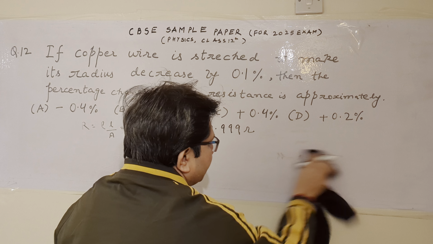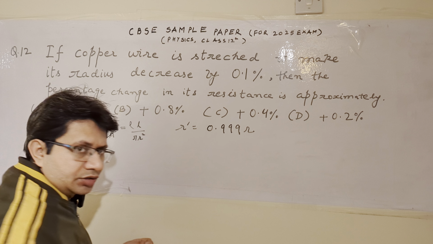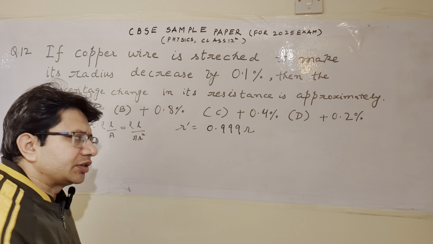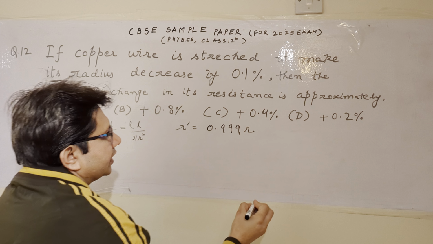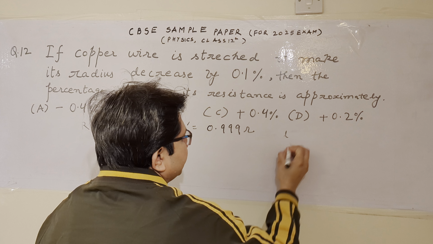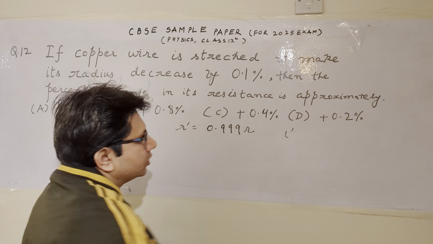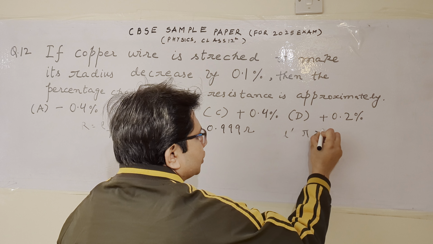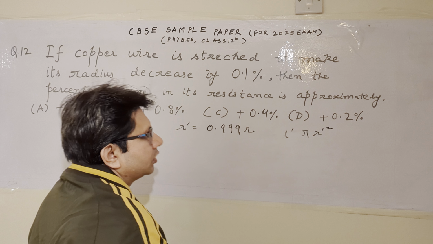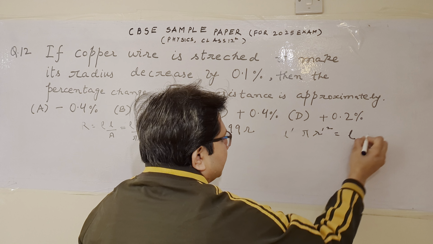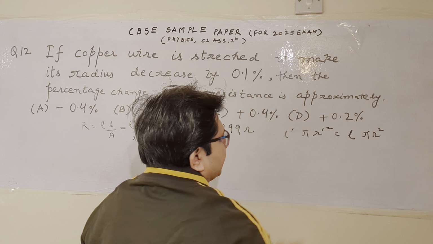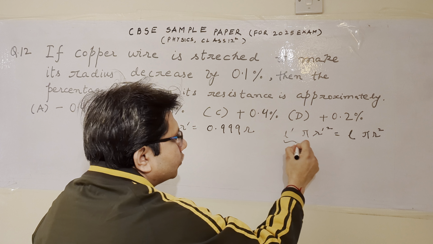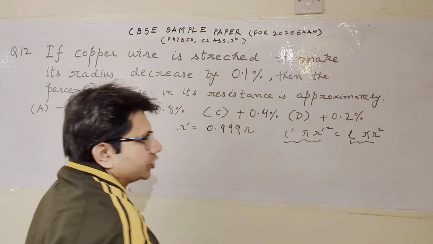Now one more thing we can say is that if the wire is stretched, then the volume remains the same. Volume is the key parameter here. So the length increases. Let L dash be the new length and L the earlier length. Then the new length multiplied by the new cross sectional area, pi r dash square, is equal to L multiplied by pi r square. This is the relation of volume equality: the volume after stretching equals the volume before stretching.